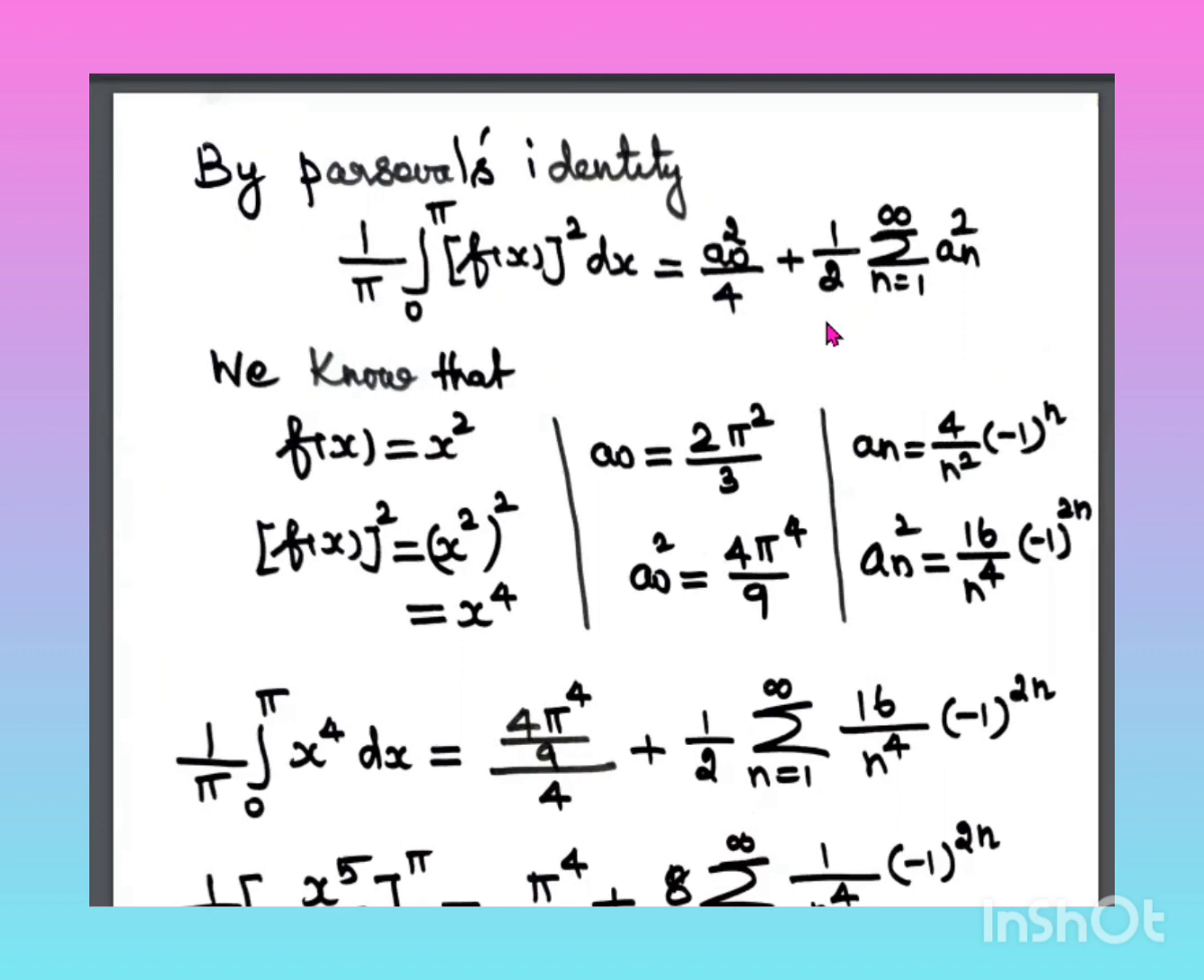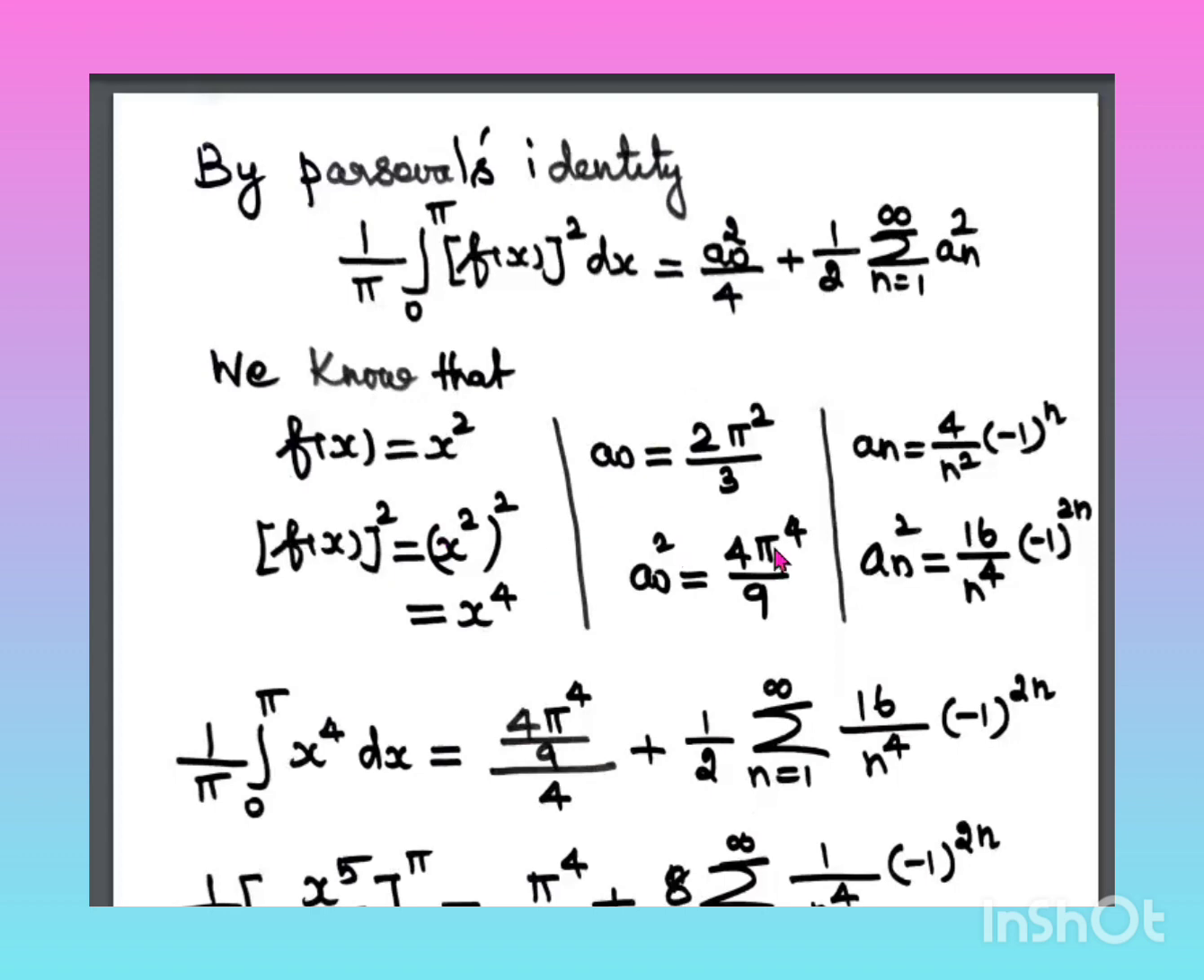Parseval's identity for the half-range cosine series is this formula you have to write. Suppose half-range sine series, you have to write another formula. For the general Fourier series over 0 to 2 pi, you have to write it another way. Okay. So what we know is that f of x is given in the problem: f of x is equal to x square. So f of x whole square is needed for the Parseval's identity.